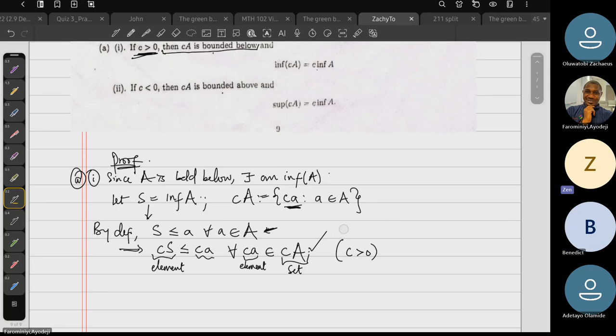It's not the infimum itself, and not yet the greatest. The only thing we know for certain about it, just from this line, is that CS is a lower bound. That is what it means to be a lower bound of this set CA.